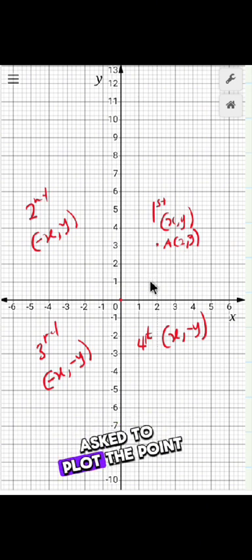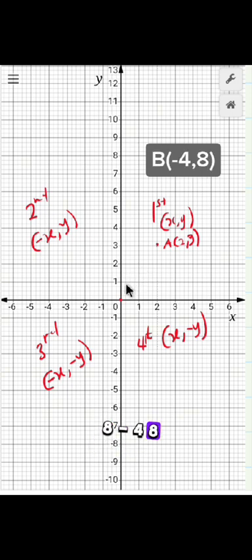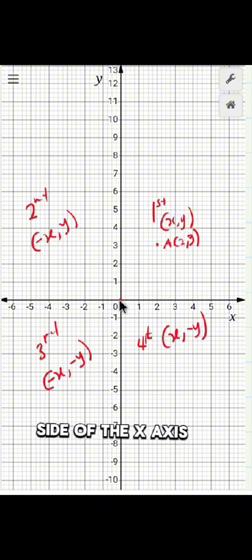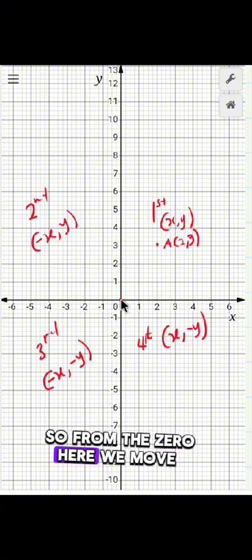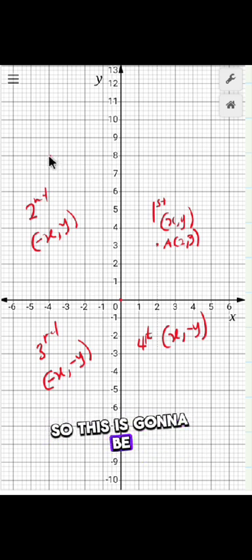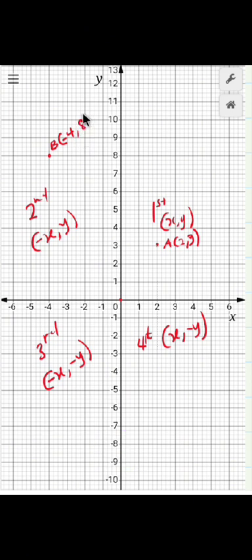Now, in case you are asked to plot a point, let's say point B, which is negative 4, 8. Here we move to the left side of the x axis. From the 0, we move negative 4, and then we go up 8 units, as you can see here. So this is the point B, coordinate negative 4, 8.